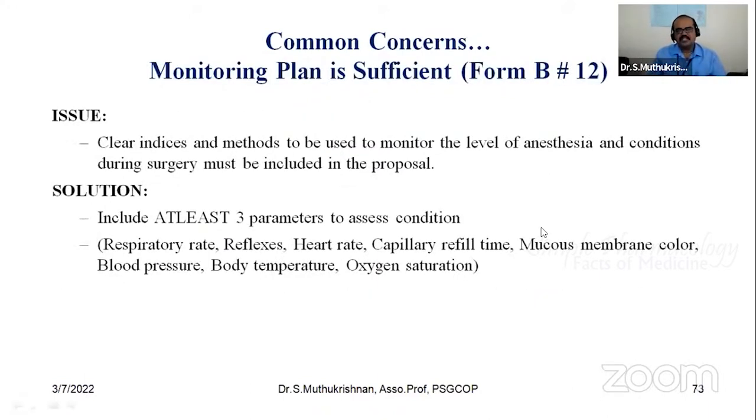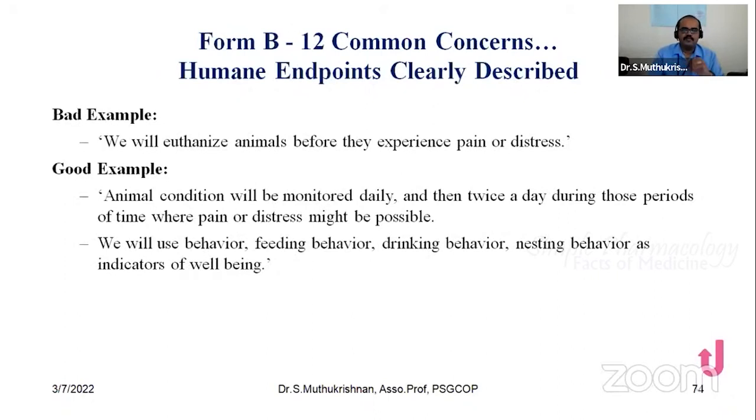So these are the things done by the monitoring plan. It must be sufficient. Once you have done the surgery, at least you can measure three parameters: respiratory rate, reflex, and heart rate. At least you have to measure these three parameters. You can understand and monitor the animals after the surgical procedure, whether the animal is in good condition, or otherwise suffering from the surgical procedure.